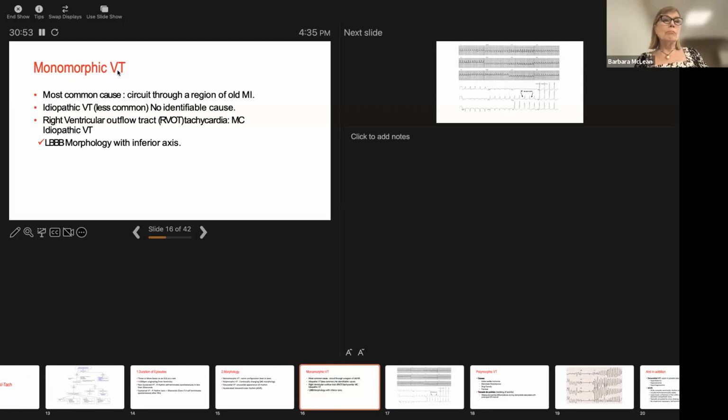Okay, so monomorphic VT, which he does not have, he has polymorphic VT, or if he has VT at all, it would be polymorphic. But typically you see monomorphic VT with patients who have had an MI, and this actually is a circuitry that occurs with the dead tissue or old myocardial infarction. Sometimes you just have VT with no known cause, sometimes because you have obstruction to outflow from the right ventricle, like you have a pulmonary embolism, or you may have profound pulmonary hypertension. But what monomorphic VT always looks like, and that's what it looks like for him on some of his EKGs, it looks like he has a left bundle branch block morphology.